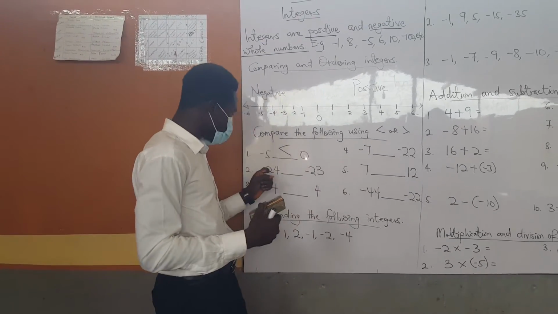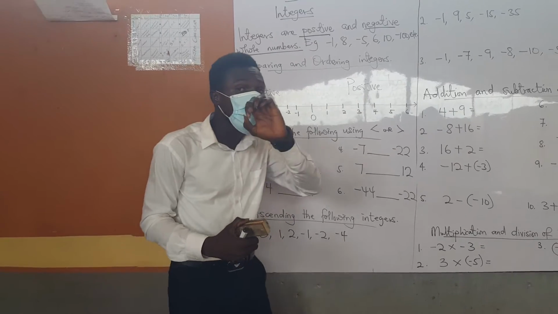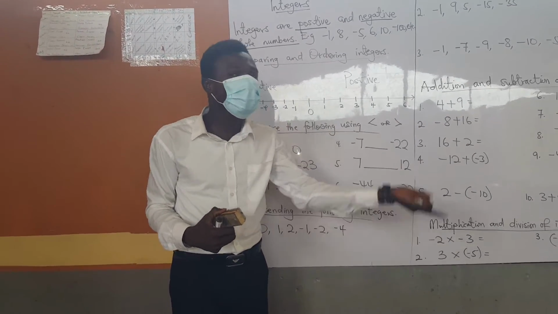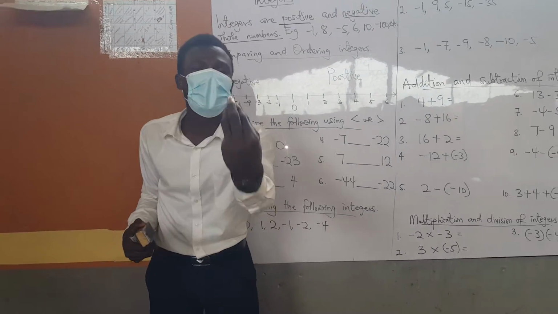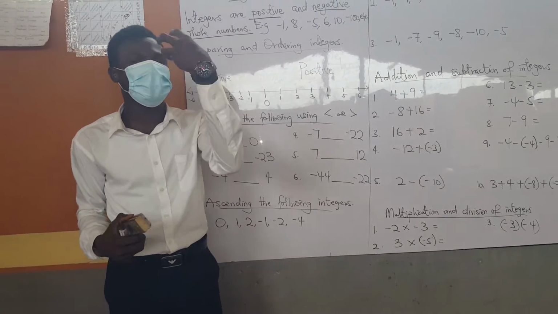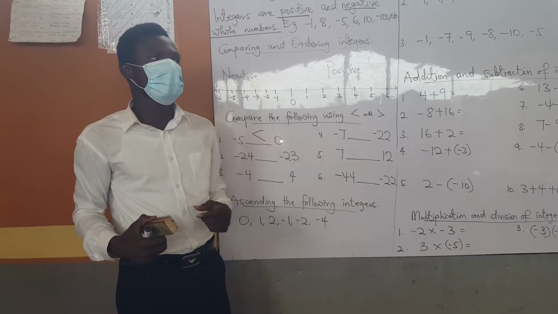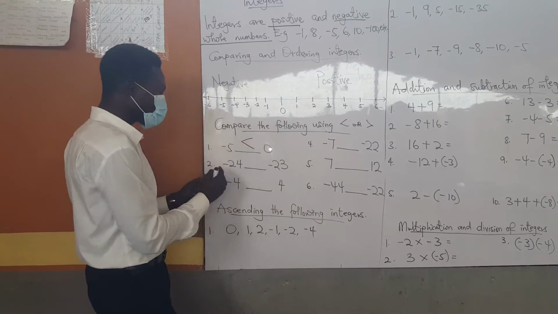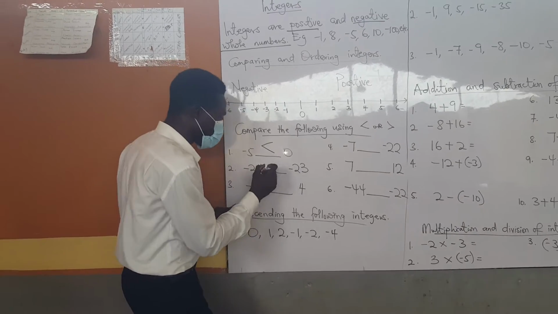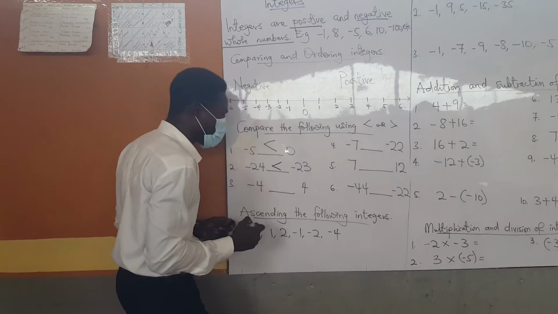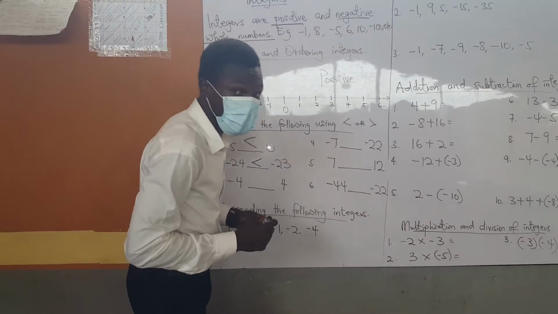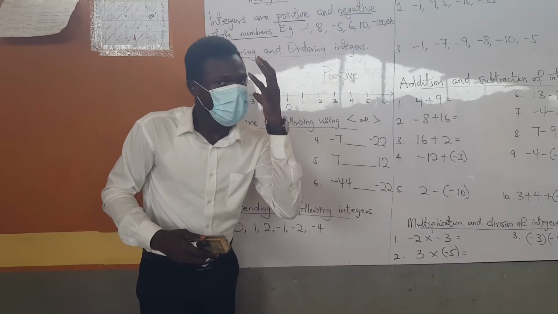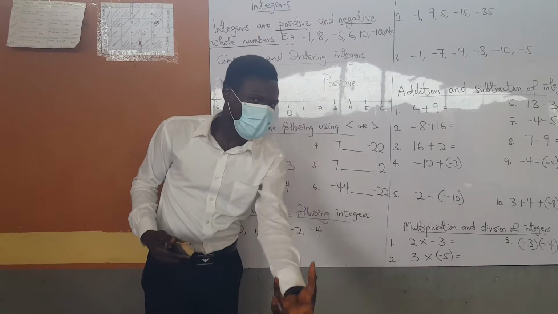The highest is 24. So because 24 is having negative in front of it, the negative makes the 24 the least, or the one which is less than the negative 23. So comparing this, I'm going to say negative 24 is less than negative 23. Always remember, the greater number with the negative sign is less.